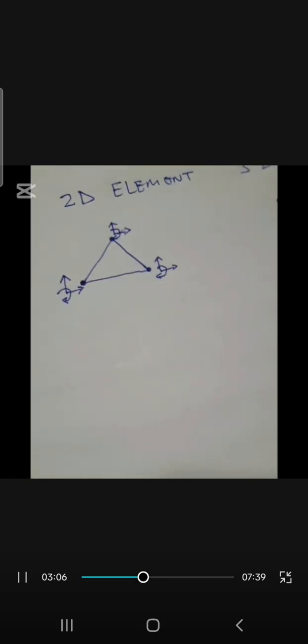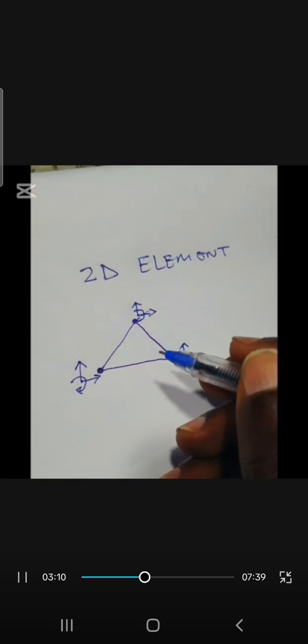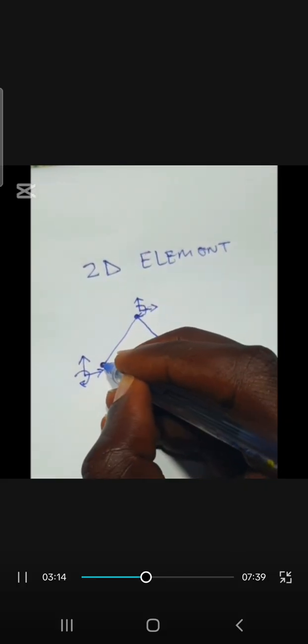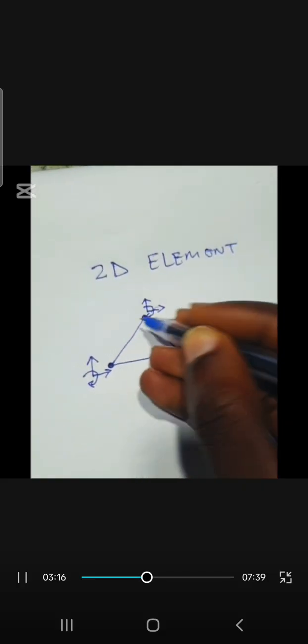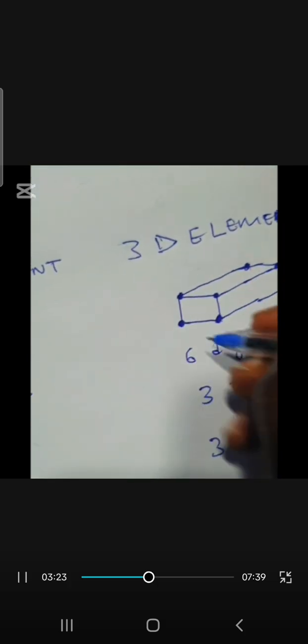So the next thing you need to understand is that when you are providing your support condition or your loading, you provide the support condition at the nodes, or your load also will be at the node. Also for this one, it will be at the node.